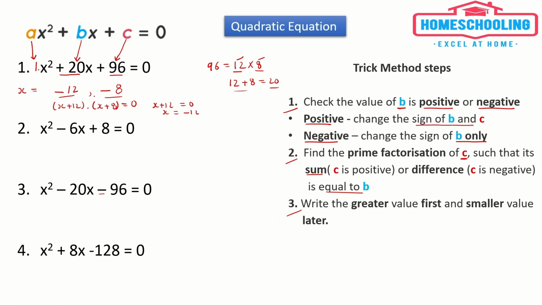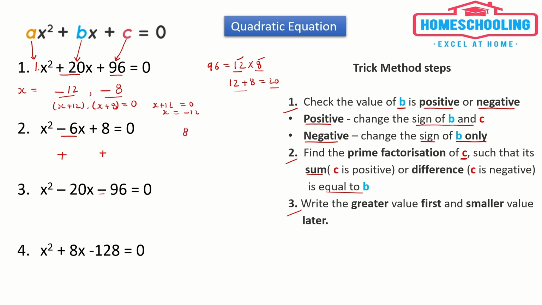Now let's move on to question number 2 here. In question number 2, the quadratic equation is x squared minus 6x plus 8 is equal to 0. So the value of b is negative here, so we are going to change the sign of b only. The sign is negative, so it will be changed to positive, and c will remain the same. So positive and positive. Now what we have to do here is find the factors of c such that their sum is equal to the value of b.